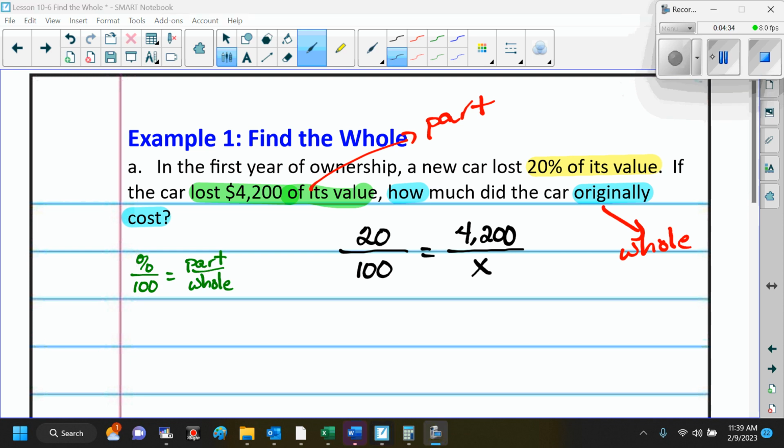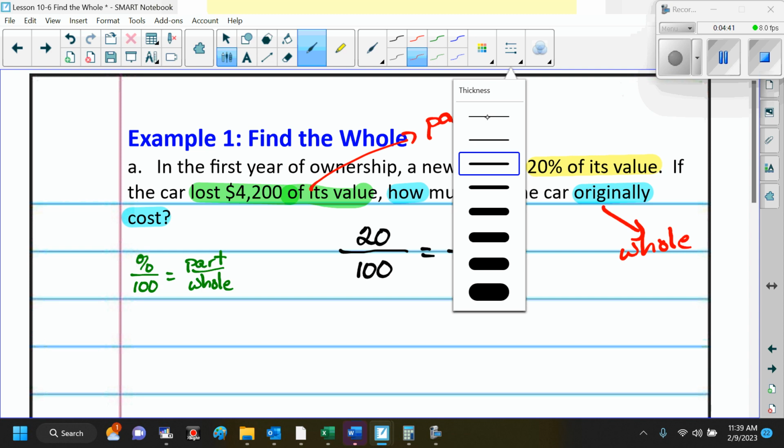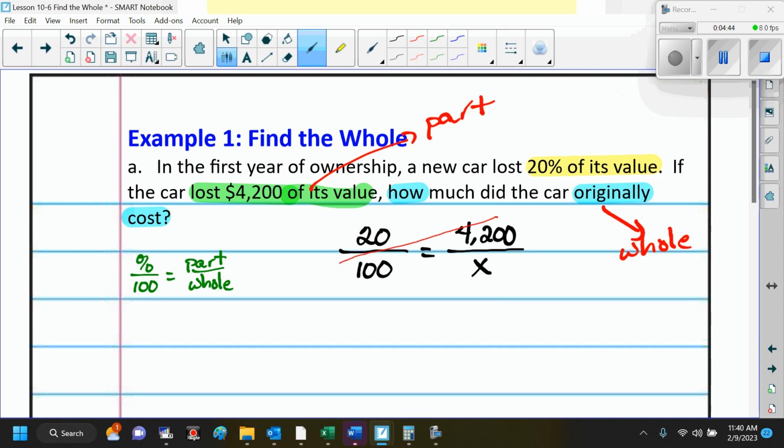All right, so how would you like to solve this one? Cross multiply, me too. So let's cross multiply, and don't forget to show your arrows, just as a reminder. On one side we have 4,200 times 100. Can I just add 2 zeros over here? Yes. So that's 420,000. And on the other side, we have 20 times x, that's 20x.